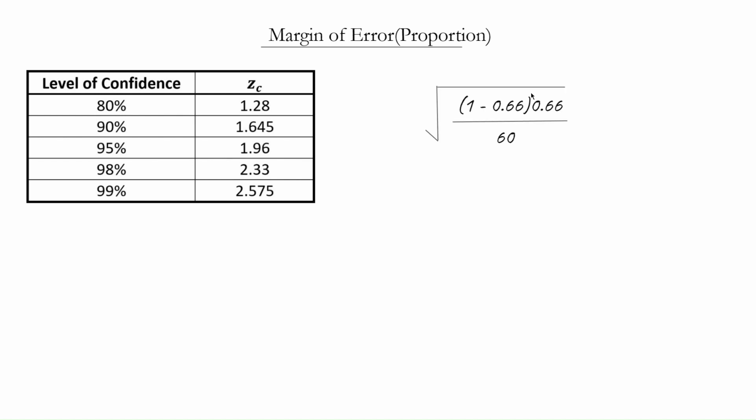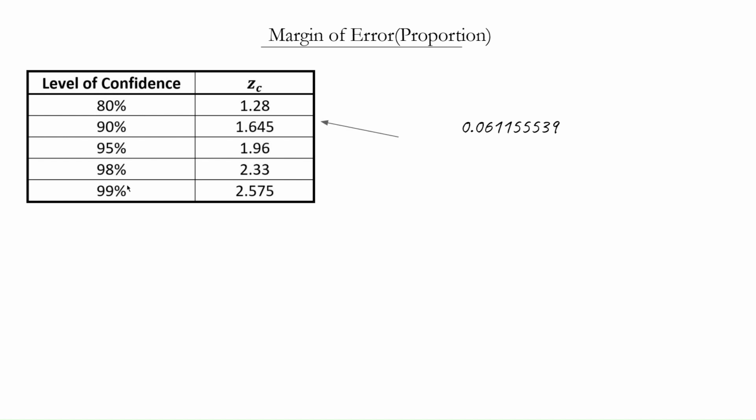So now let's fill it in. Now 0.66 is the proportion, 60 is the sample size, and 1 is just part of the formula. So now we have to calculate this. That gives us 0.0611555539. So what do we do with this table here?